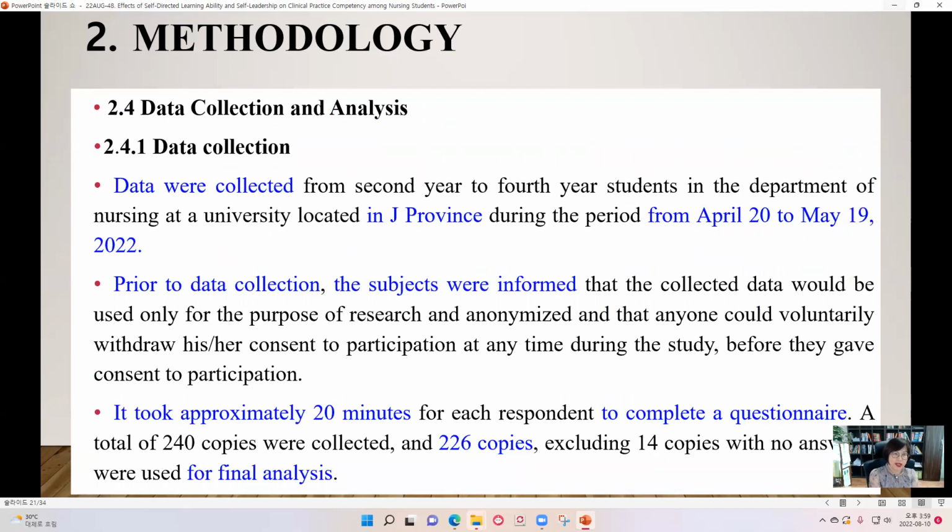Next, data collection and analysis. The data were collected in Jeju province from April 20 to May 19. Prior to data collection, the subjects were informed that the collected data would be used only for the purpose of research and anonymized, and that anyone could voluntarily withdraw consent to participation at any time during the study. It took approximately 20 minutes for each respondent to complete the questionnaires.